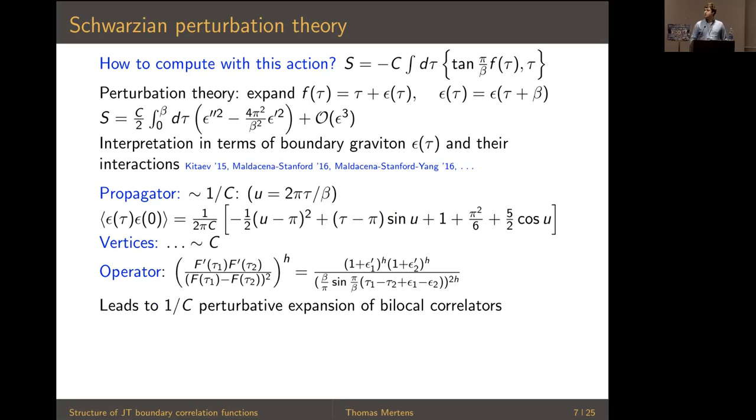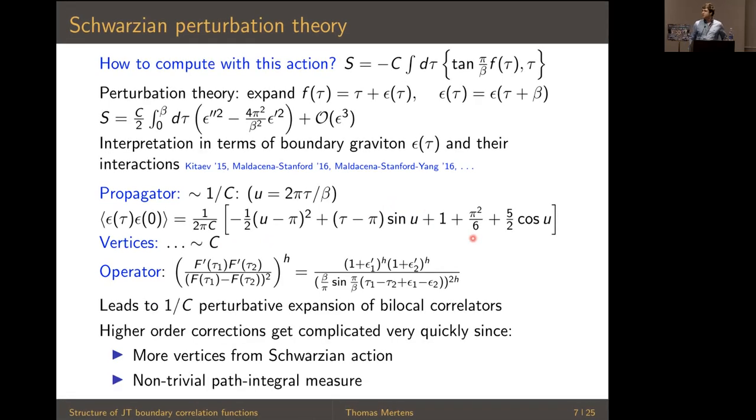Well, okay. In any case, these are the propagator, vertices and the operator, and this, of course, then leads to a perturbative expansion in 1 over c. And 1 over c, if you remember, is the Newton's constant. So this gives you an expansion in the Newton's constant of any type of correlation function you might want to compute. But this is actually very complicated. Not at lowest order, but at higher orders, this expansion becomes extremely involved because there are more and more vertices coming from the Schwarzian action, and because, well, I didn't mention this in detail, but there's a non-trivial path integral measure. So this perturbation series is very hard to actually keep track of beyond, for instance, one loop order.